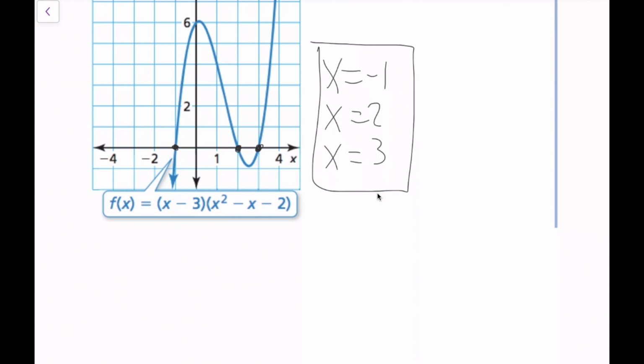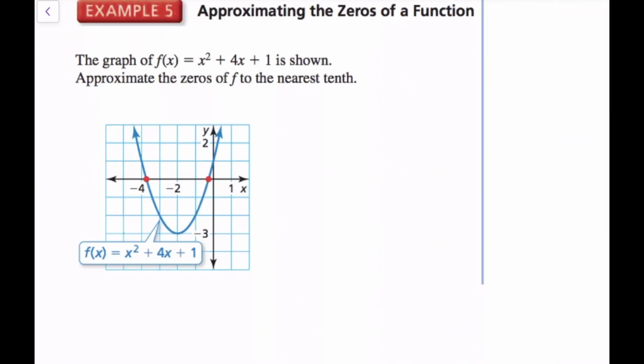Now, to make sure that these answers are correct, you could plug each one of these into our function and make sure that our y value, or our f of x value, would equal 0. But all you need to do to find our zeros here is just look at the graph, see where that graph crosses the x-axis, and figure out what those specific x values are. And then you're done. All right, so now for example 5, we are approximating the zeros of a function.